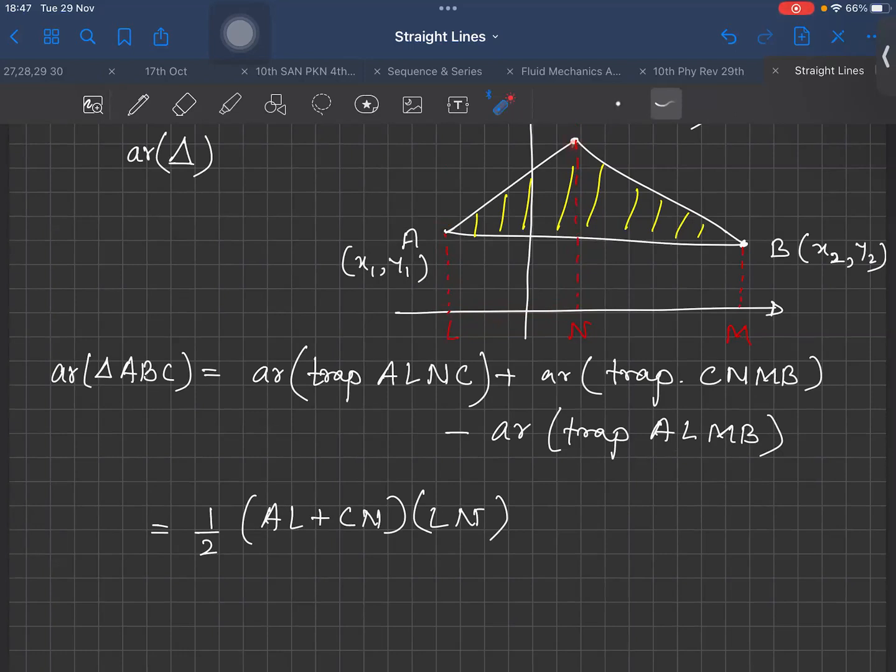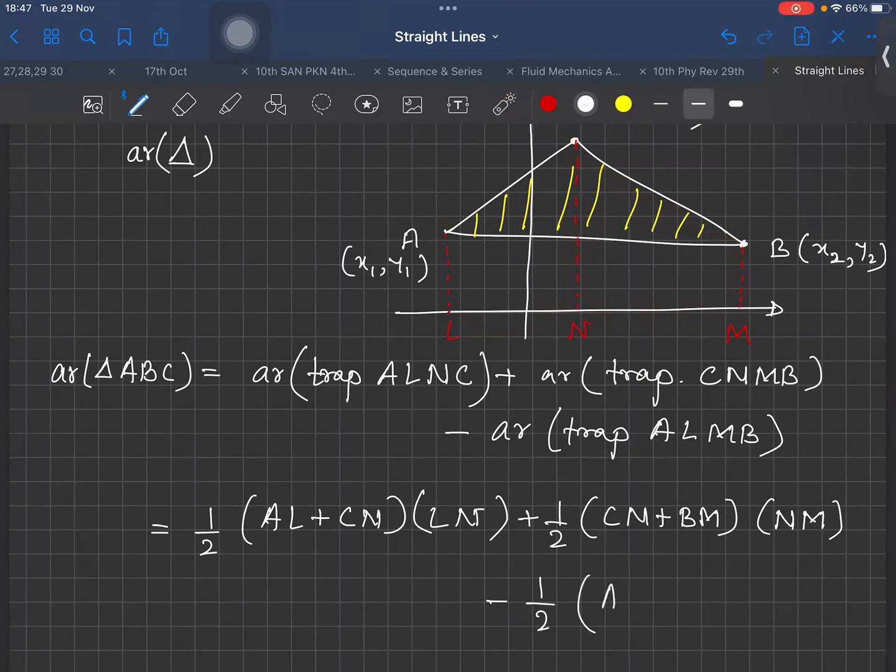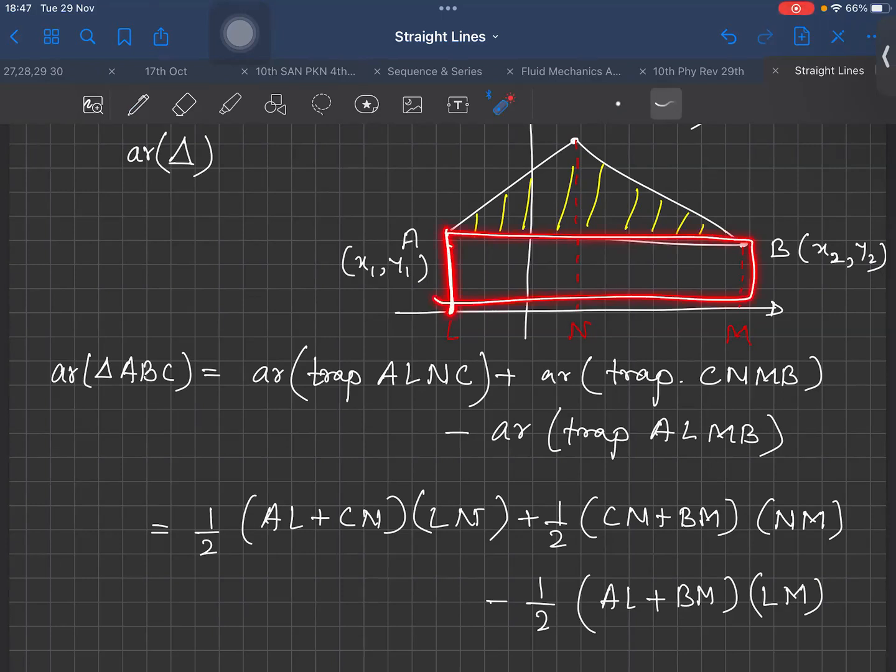Similarly, you do for this trapezium. This one. Yes, you are right. Say it. Half CN plus BM, MB into NM, correct, minus half into AL plus BM into LM. See, if anybody is having doubt, please tell me. Now this is this trapezium. So parallel sides are which one? This and this are parallel, and the separation between them is this. So that's what we have done, right?